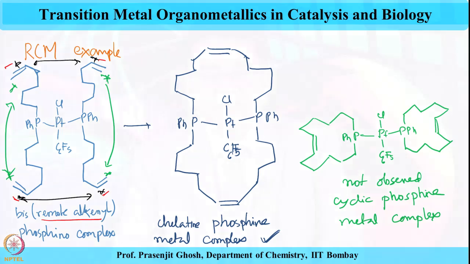So, with this we come to the end of today's discussion on ring closing metathesis. What we have seen is that this ring closing metathesis is a powerful tool for preparing macrocycles which are large, and also this can be used in a diastereoselective fashion for preparing various kinds of N-heterocycles, and some of them can also be taken towards total synthesis of useful natural products.